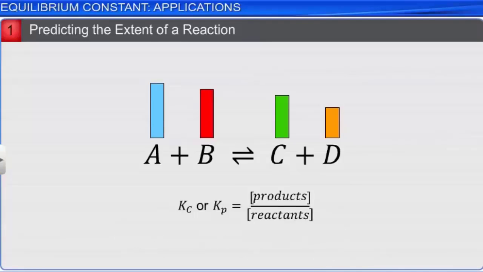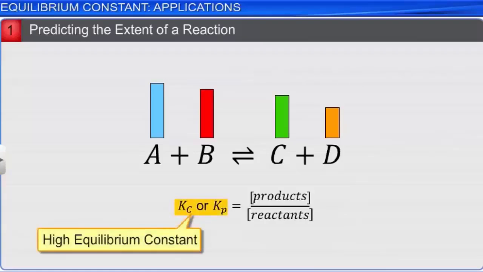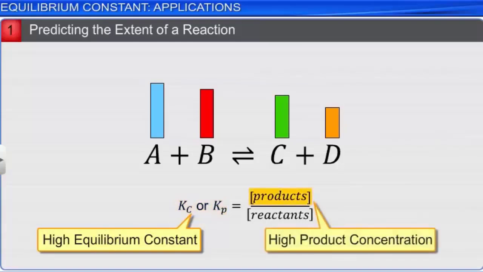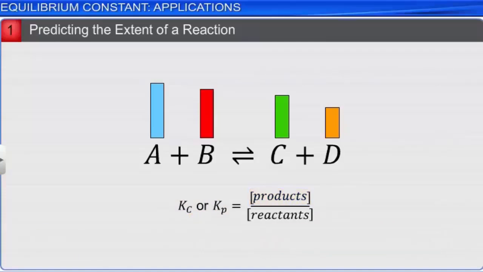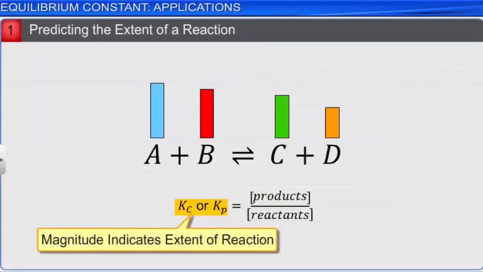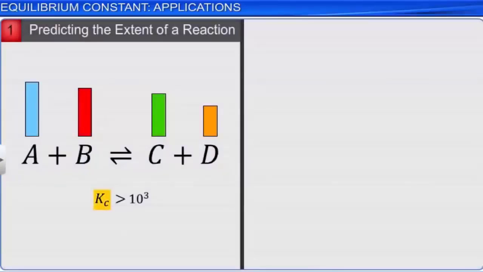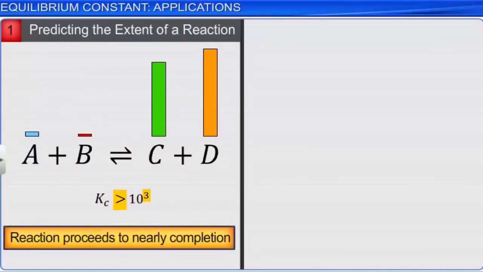Hence, a large value of an equilibrium constant indicates a high proportion of products to reactants, and vice versa. The magnitude of the equilibrium constant, Kc or Kp, indicates the extent to which a reaction will proceed. If the numerical value of the equilibrium constant is greater than 10 raised to the power 3, it means that the reaction nearly proceeds to completion and that the equilibrium concentration of the products is large.